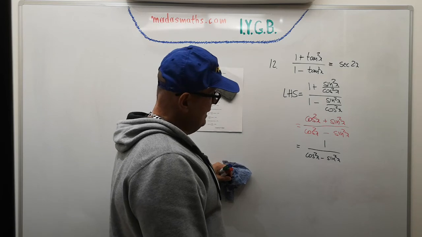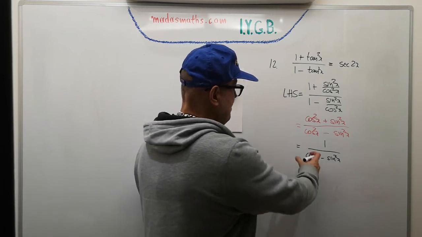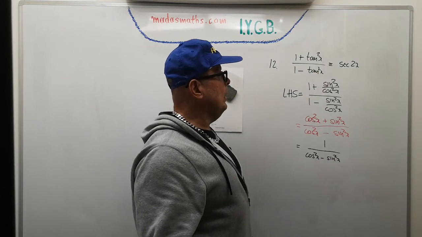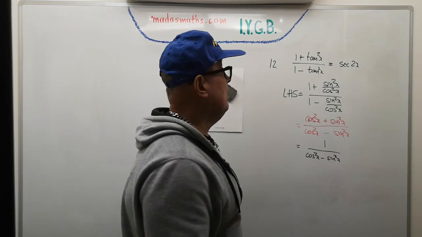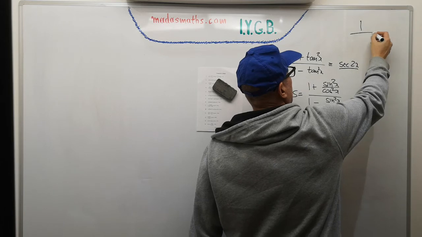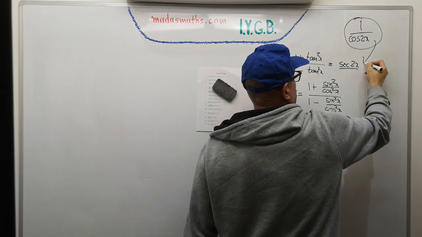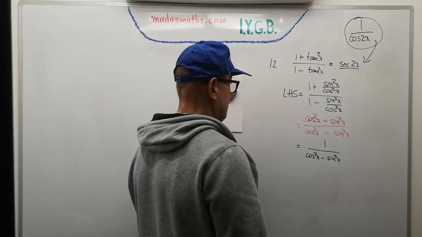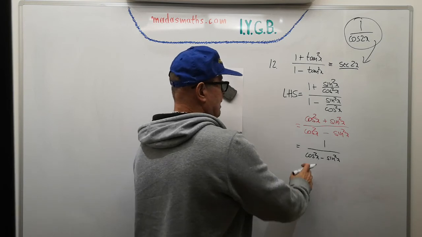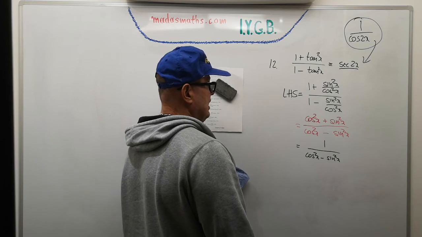But I kind of know my identities, and even if I don't, I'm just wondering, could that be something else? How will I know when I'm done? My target is sec of 2x, so my target should be 1 over cos 2x. Once I've got this, I can say it is equal to that, which is equal to the RHS. So I've got 1 over something. The question I've got to ask myself is, is that perhaps cos of 2x? And the answer is yes, it is.